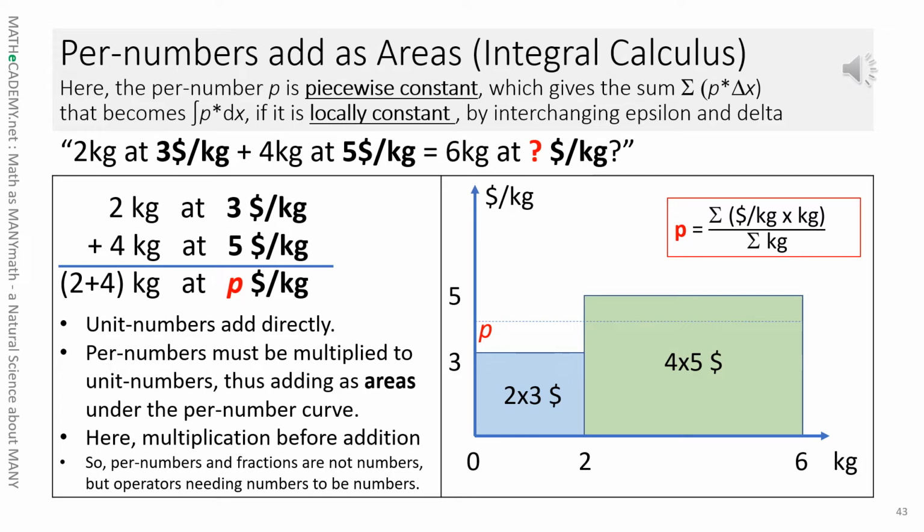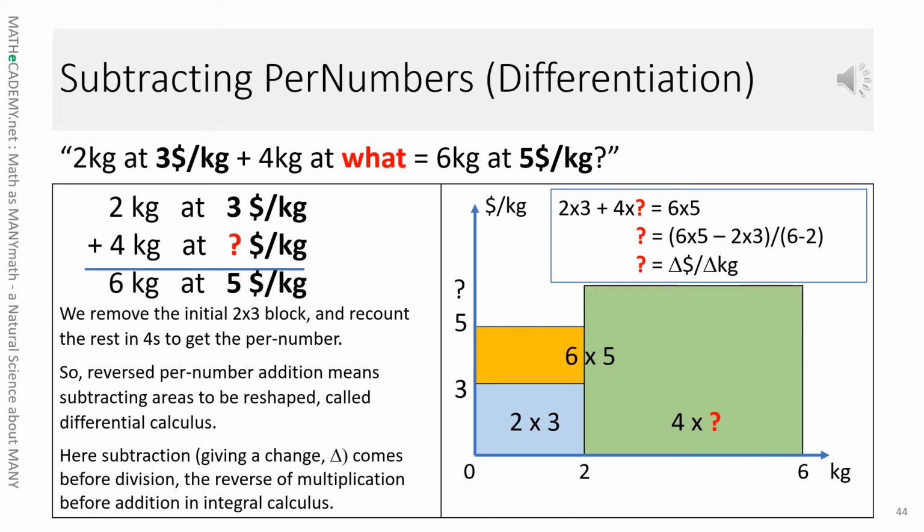Here, the paranumber curve is piecewise constant. It becomes locally constant by interchanging epsilon and delta. Then the sums are replaced by integrals. Subtracting paranumbers is called differentiation. Reversing adding paranumbers, we ask.